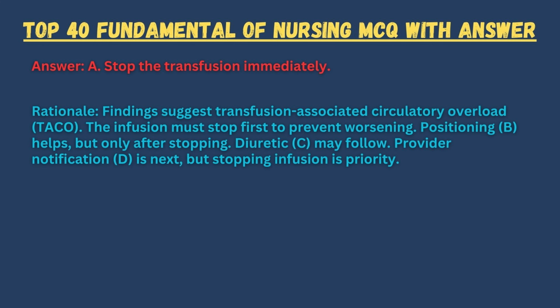Answer: A. Stop the transfusion immediately. Rationale: findings suggest transfusion-associated circulatory overload (TACO). The infusion must stop first to prevent worsening. Positioning B helps, but only after stopping. Diuretic C may follow. Provider notification D is next, but stopping infusion is priority.